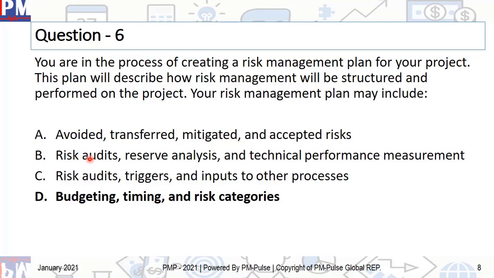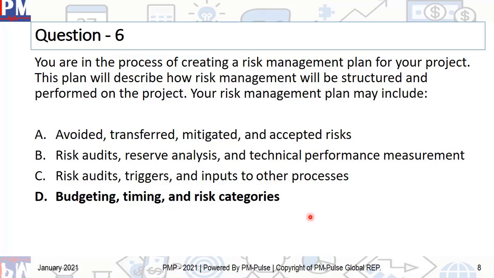But see, when you talk about B, which is risk audit, reserve analysis, this is something that we do in monitor risks much later. Right. And when we talk about A, this is all about responses. So how do our risk processes work? The very first one is planning. And that's what they're talking about. This is what is contained over there.